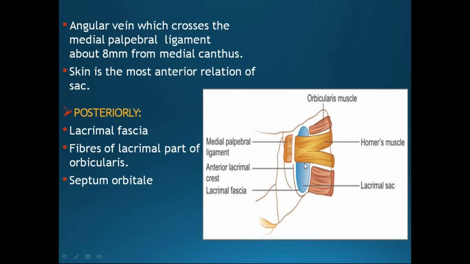The angular vein crosses the medial palpebral ligament. This is the medial palpebral ligament. It is about 8 mm from the medial canthus. It is situated at a distance of 8 mm from the medial canthus.